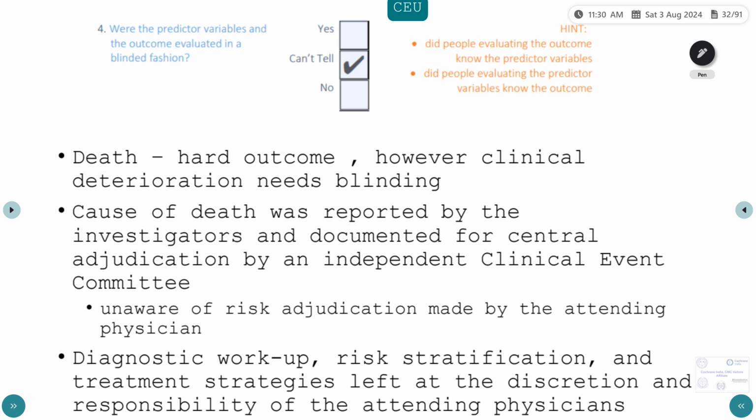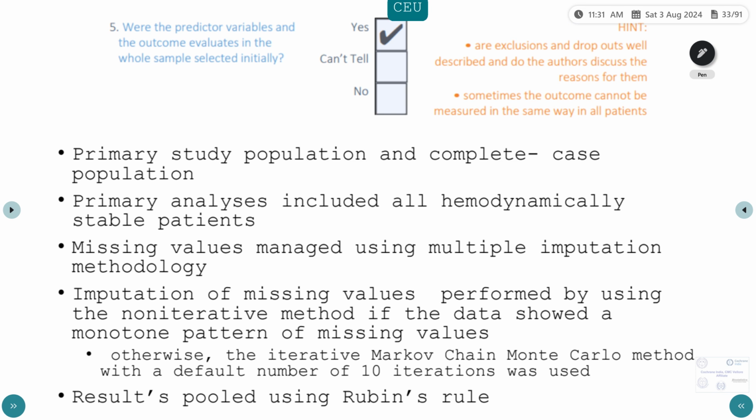But clinical deterioration, however, requires blinding because that has multiple variables in it. So they have just reported that the physicians were advised to treat as per their standard of care. If the patient was under them, they had the freedom to treat as per their standard of care. There was no guideline on them or pressure on them. So it was not very clear whether it was blinded.